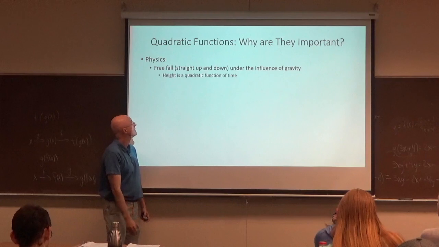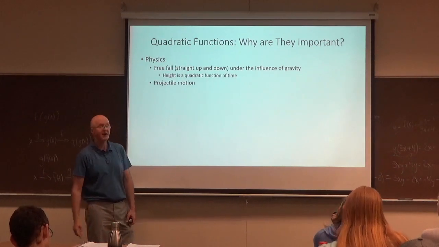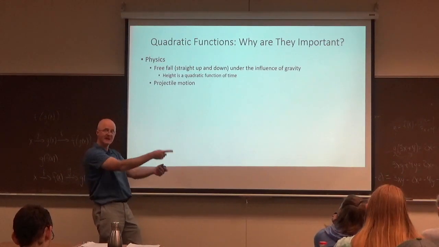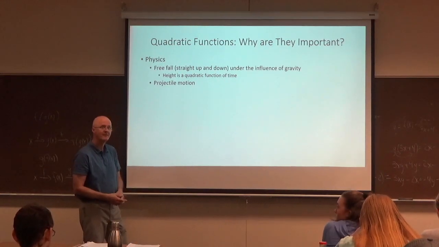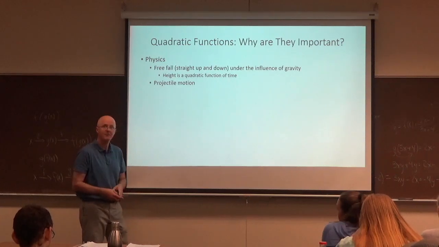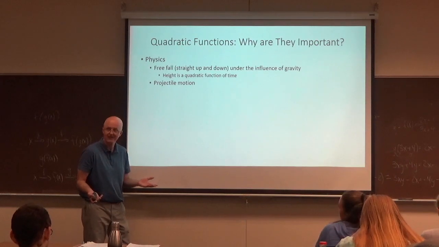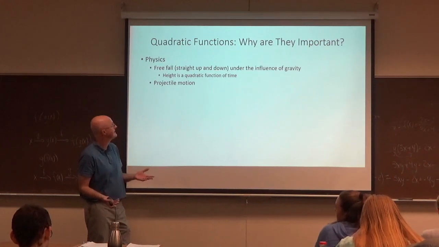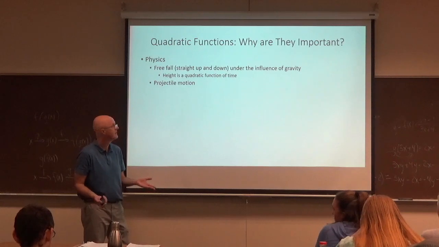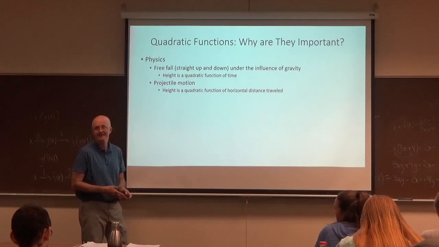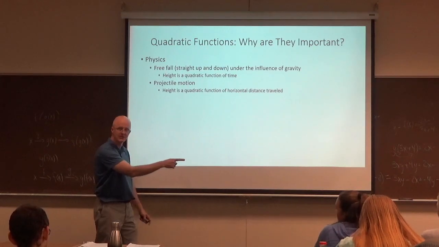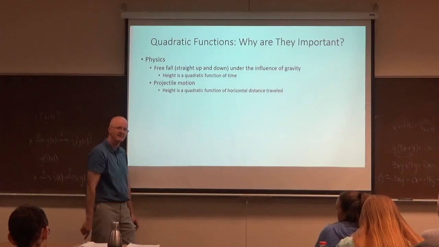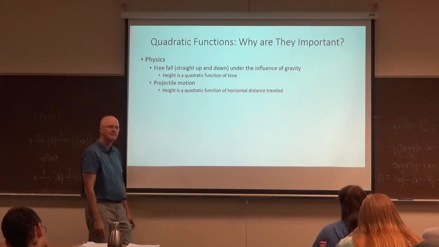Or projectile motion, where you're shooting the object somewhat sideways as well, like a baseball player hitting a ball. With the straight up and down motion, a quadratic function still is relevant. It's a function that gives you the height in terms of the time elapsed. With projectile motion, height is still a quadratic function of time, but it's also a quadratic function of the horizontal distance traveled, as well as time. Both things.